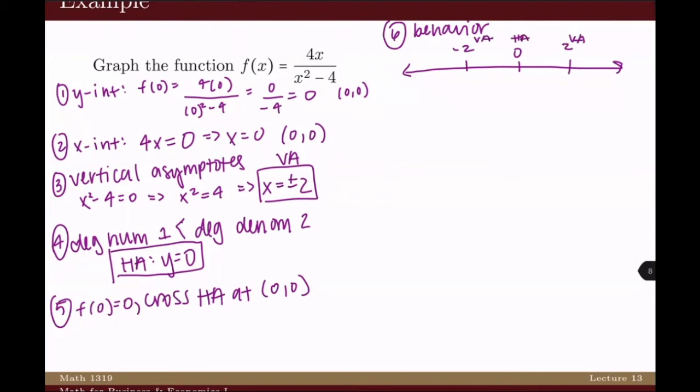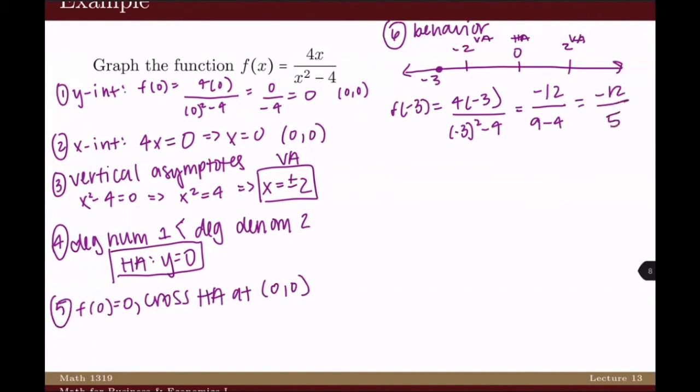So what I'm going to do first is plug in, let's do -3. So f of -3 is going to equal 4 times -3 over -3 squared minus 4, which is equal to -12 over 9 minus 4, which is equal to -12 over 5. So that means it is going to be negative on this interval. Negative. This is negative infinity, and this is to infinity also.